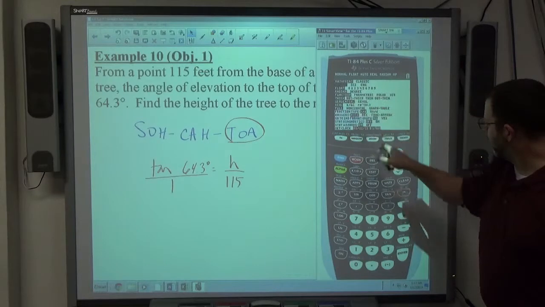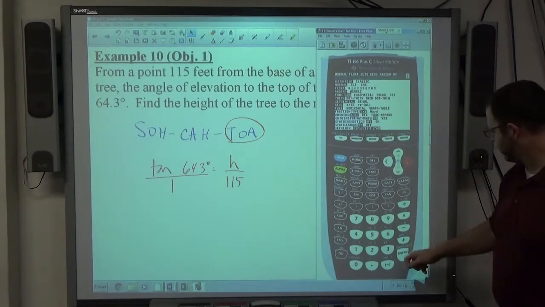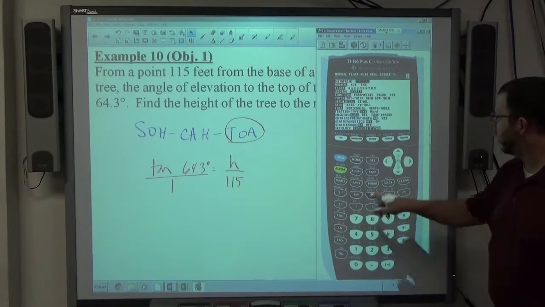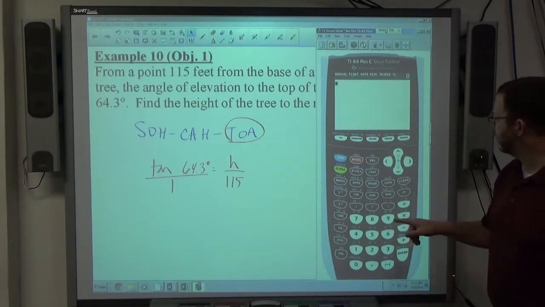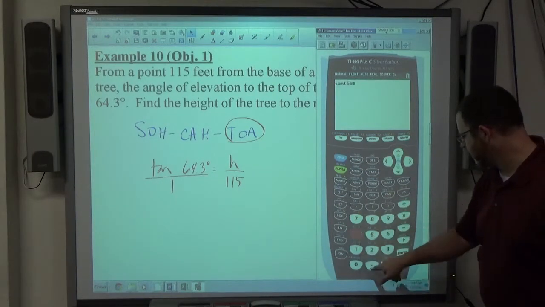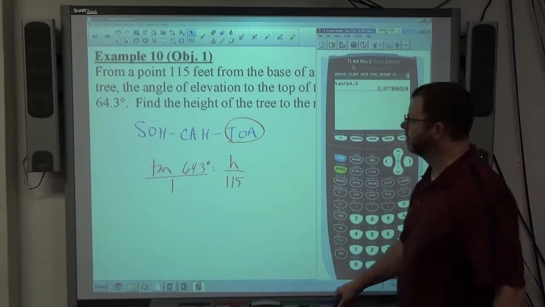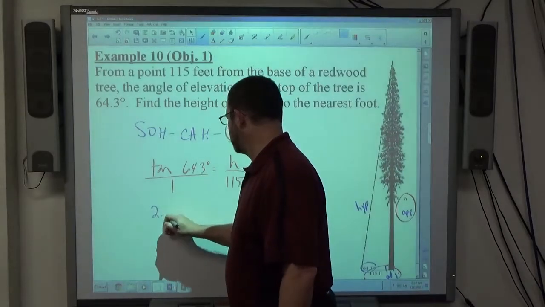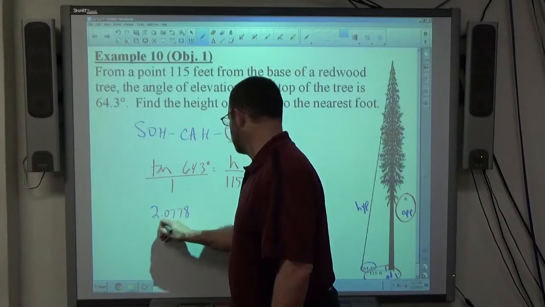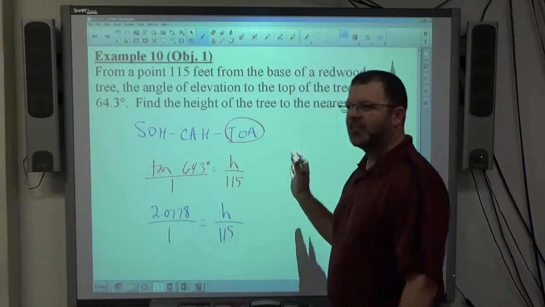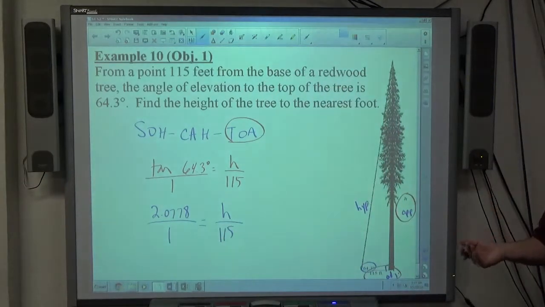Go to mode and make sure I'm in degrees, not radians. Go back up to classic because we prefer classic. All right. And I type in tangent of 64.3 degrees. That comes out to 2.0778. As a general rule, when you're doing trig functions, go 4 decimal places on your approximations. Round your final answer to 2 unless asked otherwise.